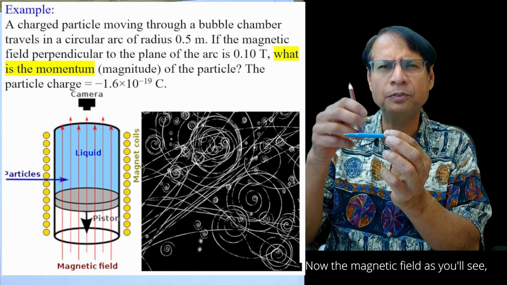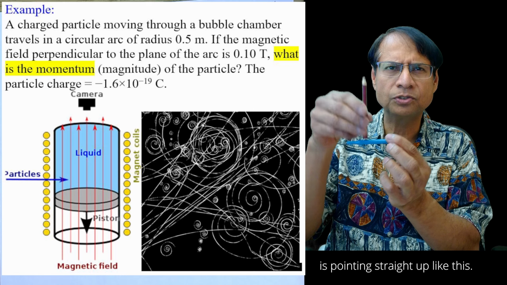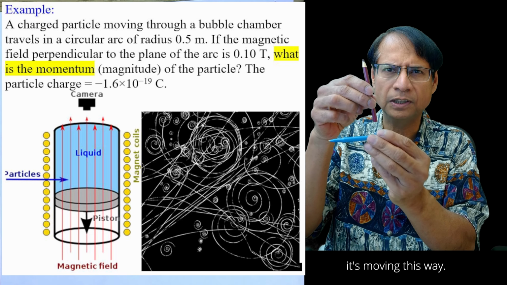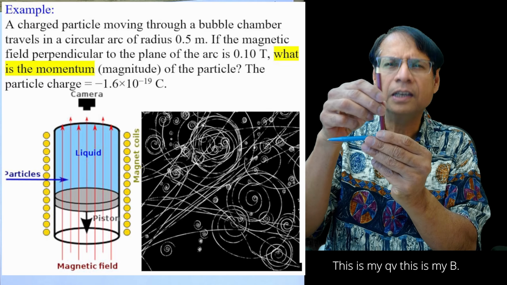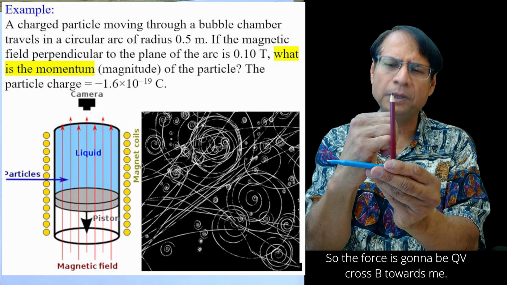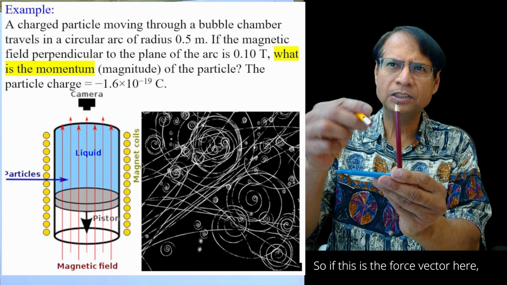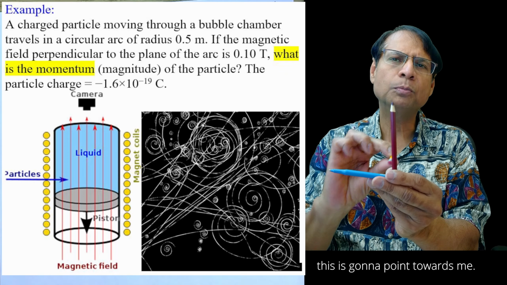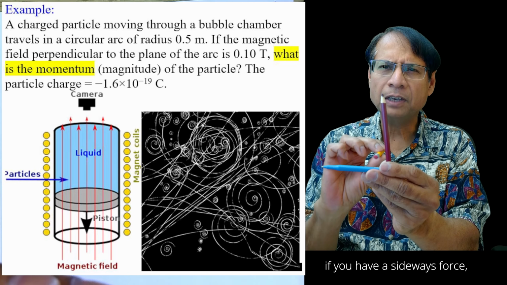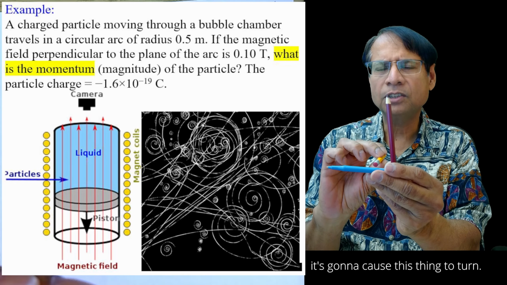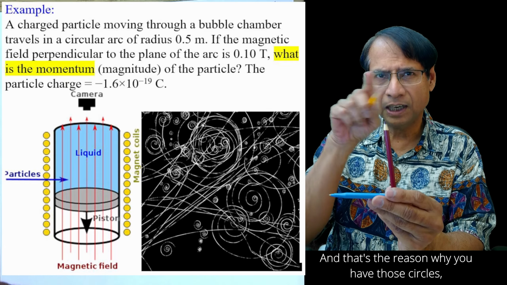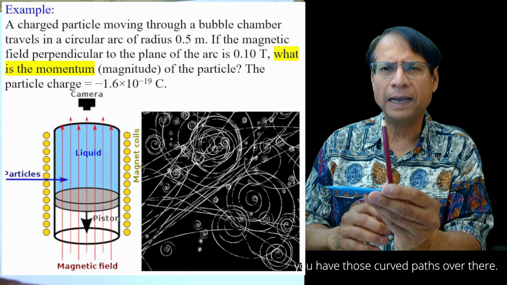Now the magnetic field, as you'll see, is pointing straight up like this. So let's say it's a positive charge moving this way. This is my QV, this is my B. So the force is going to be QV cross B, towards me. If this is the force vector here, it is going to point towards me. Now if something is moving in one direction and you have a sideways force, it's going to cause this thing to turn. And that's the reason why you have those circles, those curved paths over there.